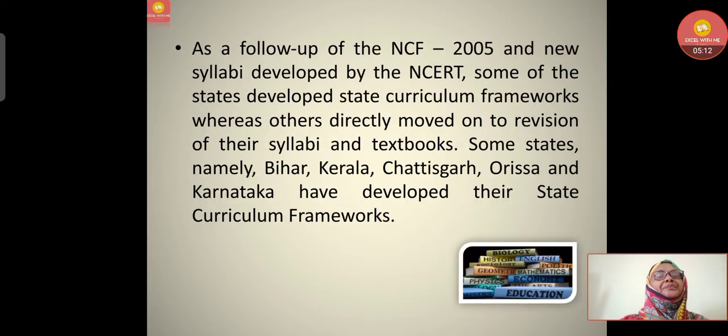As a follow-up of NCF 2005 and new syllabi developed by the NCERT, some of the states developed state curriculum frameworks, whereas others directly moved on to revision of their syllabi and textbooks. Obviously, many states have followed NCF 2005 for developing the new syllabus, and NCERT also has developed some syllabus, and few states, taking the recommendations of NCF, that means inspired by NCF, have started their own state curriculum framework, such as Andhra Pradesh has taken this step of having this state curriculum framework in the year 2011.